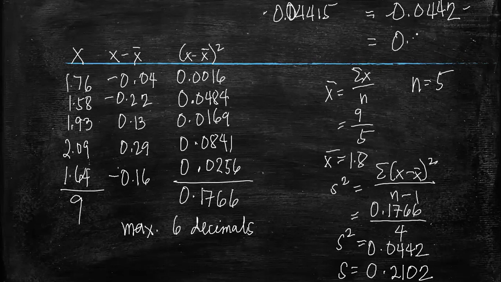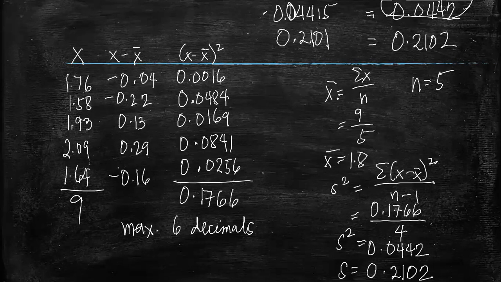Yun yung 0.2102. Kasi pag in-square root nyo itong hindi naputol, ang ibibigay sa inyo ay 0.2101. Pareho lang din naman halos. Ayun siya. Pero I suggest na dito na lang, sa putol na, bago kayo mag-round off.